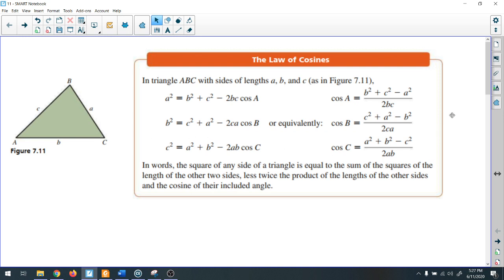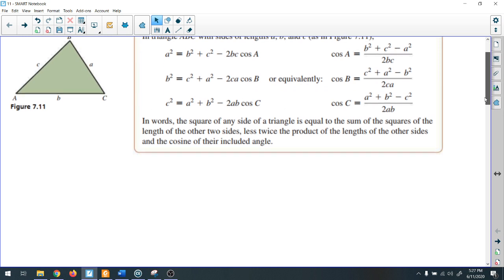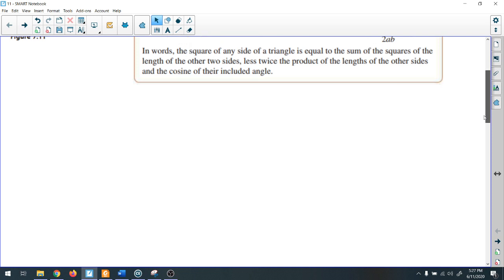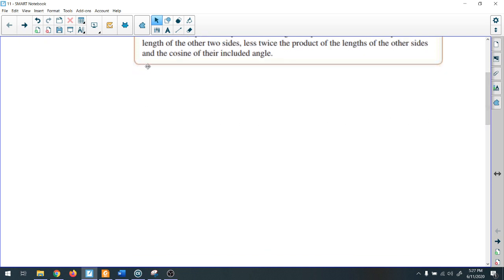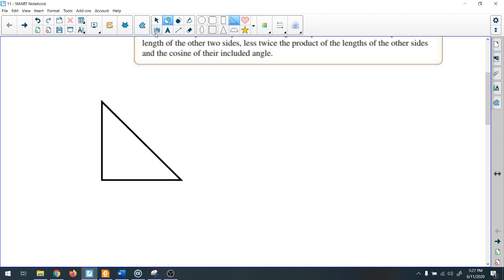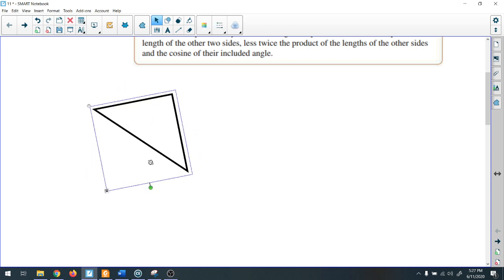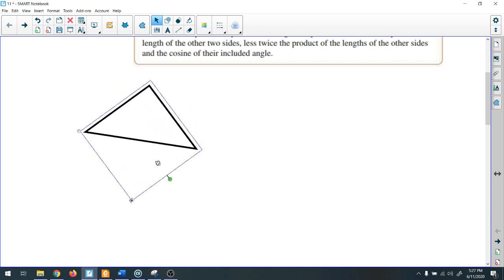Let's prove that numerically, and I love that because I want you to believe the formula before you start to work with it and use it. So let's say that we have a triangle. Yes, here is a triangle. It doesn't matter what position it is in, it could be any position, a right triangle.